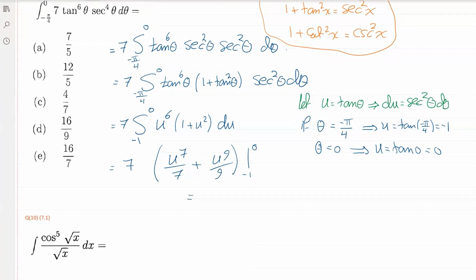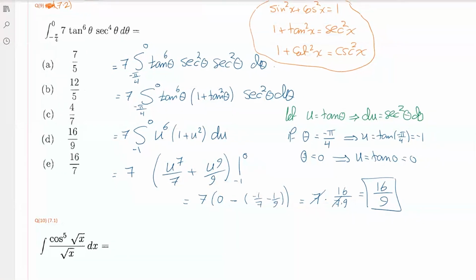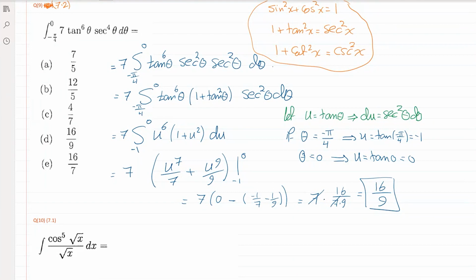Now, this one will be what? 0, its substitution will be 0. Minus the substitution of 1 will be minus 1 over 7, minus 1 over 9. So it will be 7 times minus 9, minus 7, minus 16 over minus 16, so it will be 16 over 7 times 9, which is equal to 16 over 9, because that one simplified with that one. So did you get the same answer, Ahmed? Yes. So the answer will be D. The answer here is D.